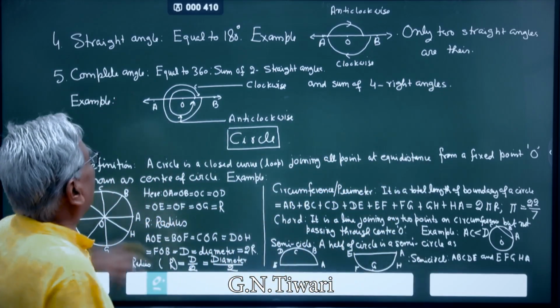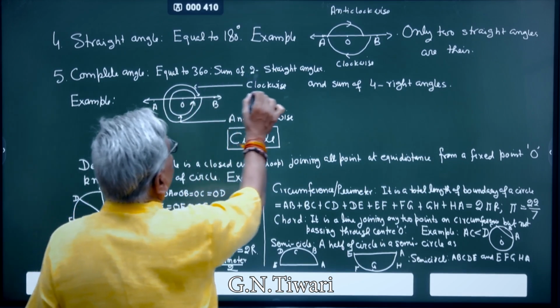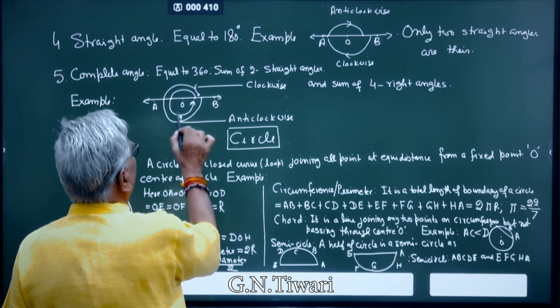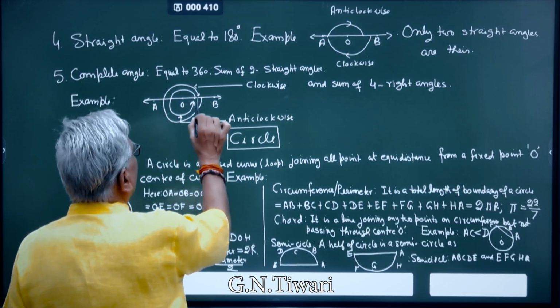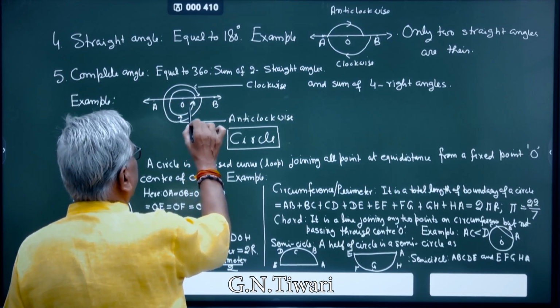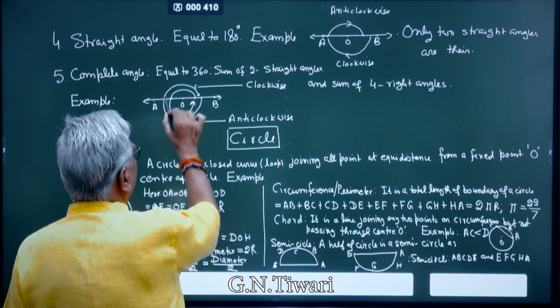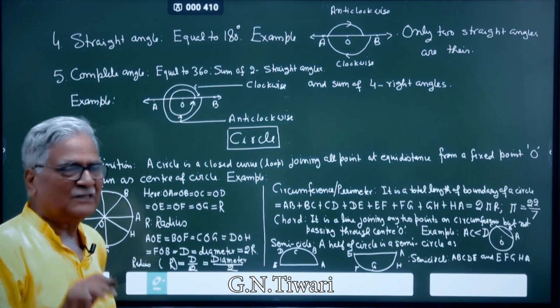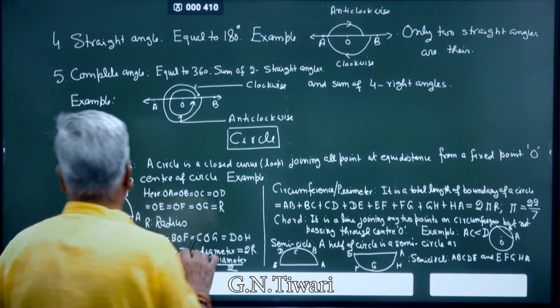Complete angle, when equal to 360, sum of two straight line angle, देखिए 180 ये है और 180 ये है, क्या हो जाएगा 360. तो clockwise, this is in the anti-clockwise, but if you go in this way, clockwise. Generally, angle is measured anti-clockwise, not clockwise.